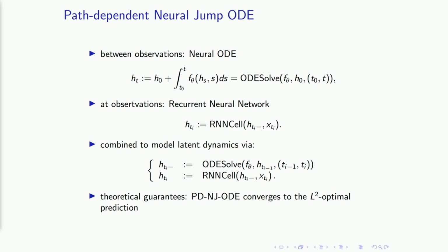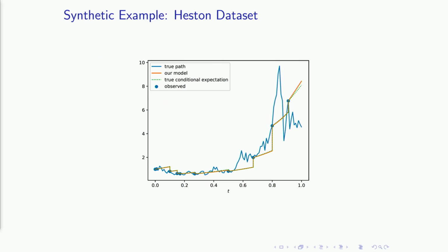This is just a combined framework, how you could write it, and then we prove theoretical guarantees for this model, which basically say that we converge to the L2 optimal prediction. So as a limit result, we really replicate the best prediction, so the true conditional expectation. So in one example here, this is the picture you saw before. You see that our model really manages to replicate the true conditional expectation basically perfectly.